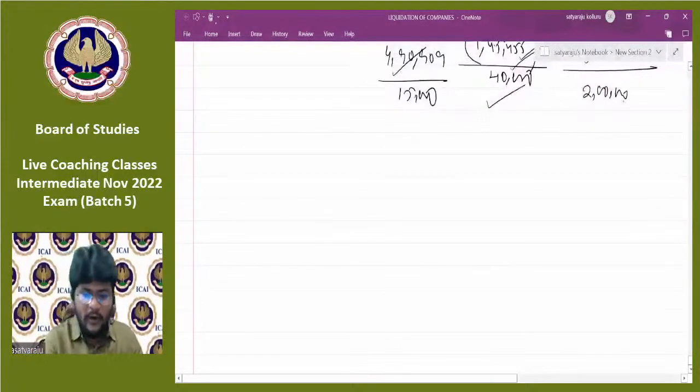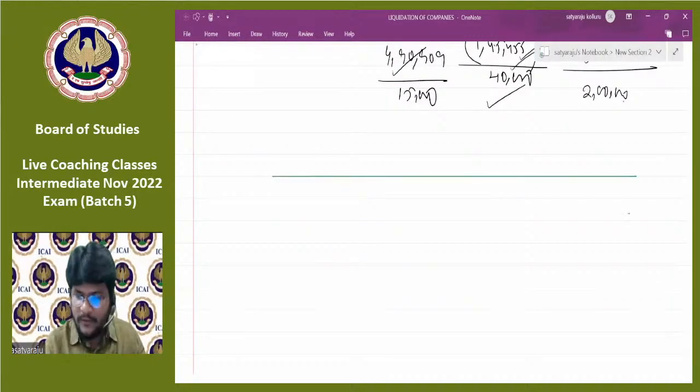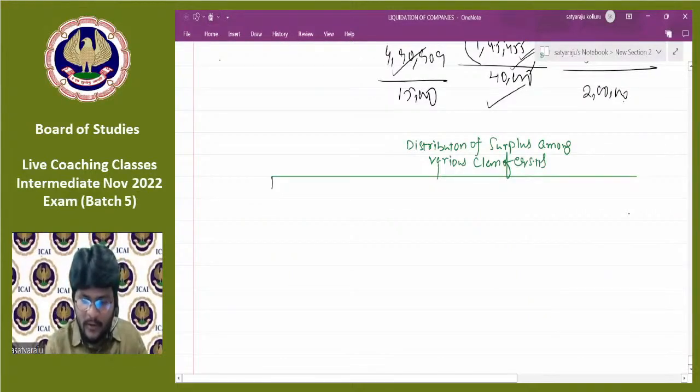Now, I want to provide one single chart for your conclusion. Please consider it. What is the chart all about? Please consider it, guys. This chart is related to distribution of cash, distribution of surplus among various classes of equity shareholders. Two methods are possible. Method number 1, deficit distribution method.